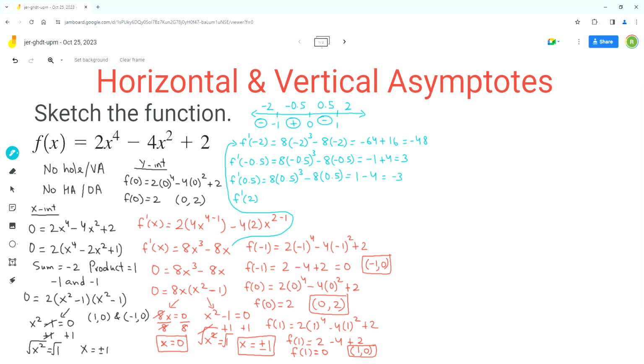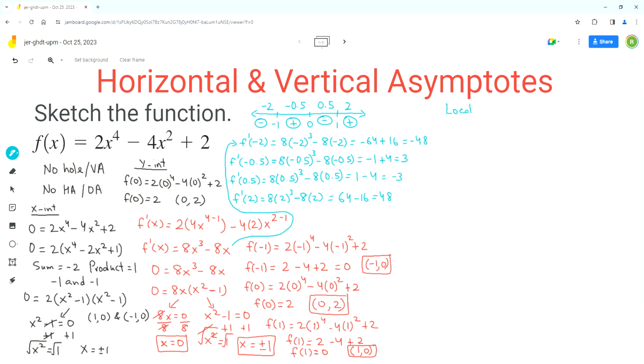And now we can use the fourth test value. f prime at 2 equals 8 times 2 cubed minus 8 times 2. Now 2 cubed is equal to 8, so 8 times 8 is 64, minus 16, which is equal to 48. So that means f prime is greater than 0 on the right side of 1. That means the function is increasing in that interval. Now we can use these results to find the local max and local minimum.